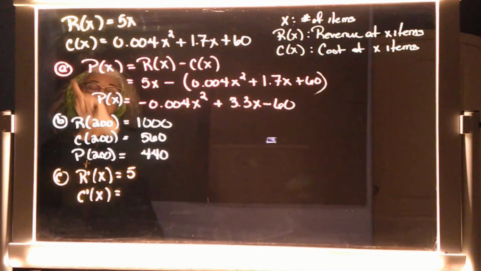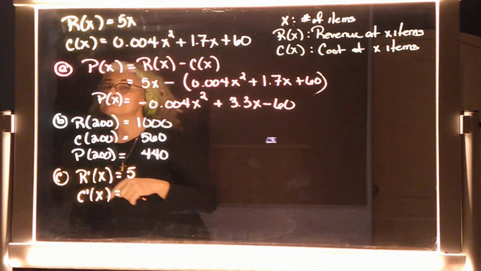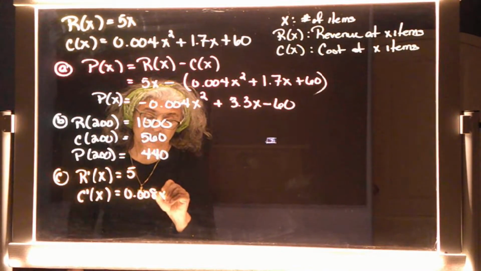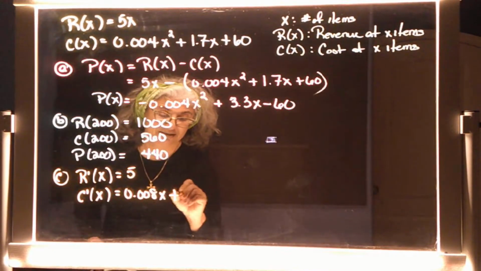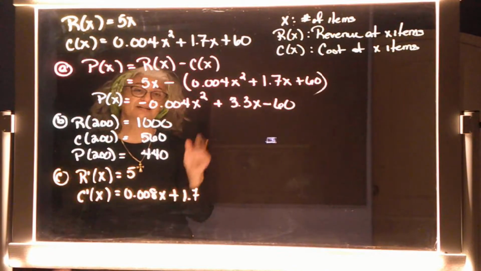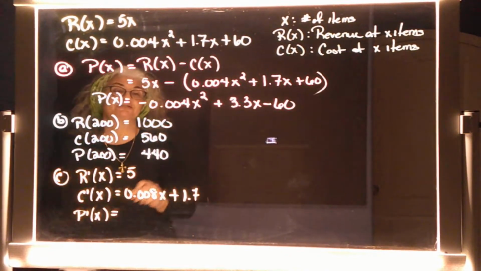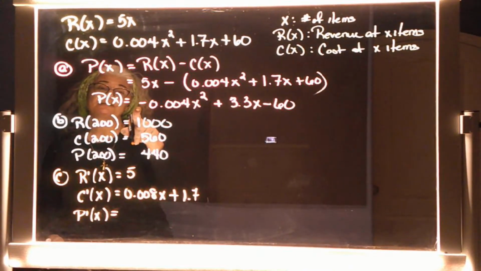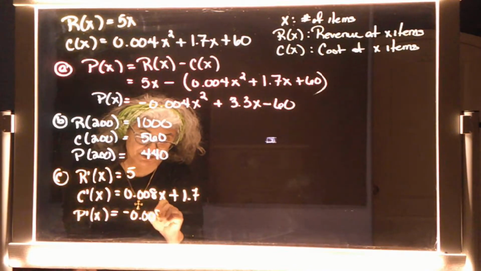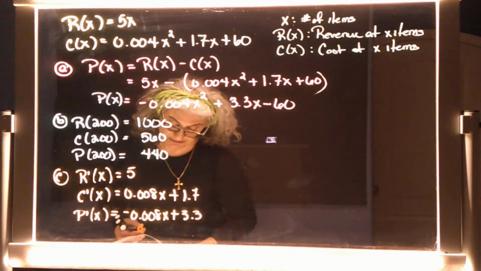So my cost function was that second degree equation. What did you guys get? Good. I heard you, 0.008x plus 1.7. Agreed? Love it. I got the same thing. And the first derivative of the profit function. Here's my profit function. Yep, it's that second degree equation again. So negative 0.008x plus 3.3.